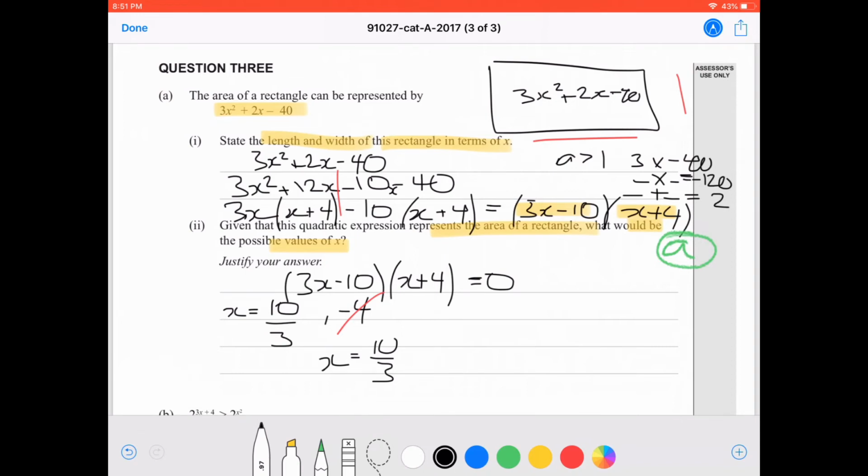And this gets you, we should have to mention that x must be negative. Okay.